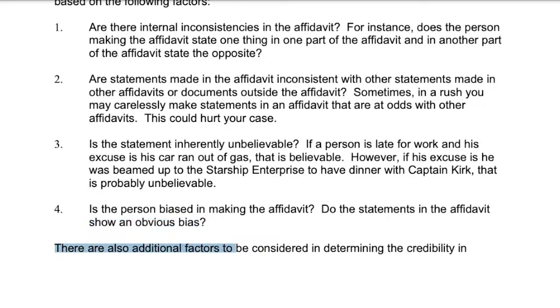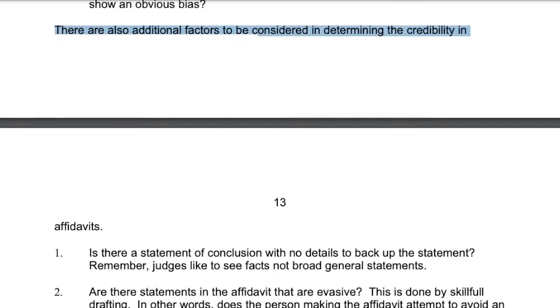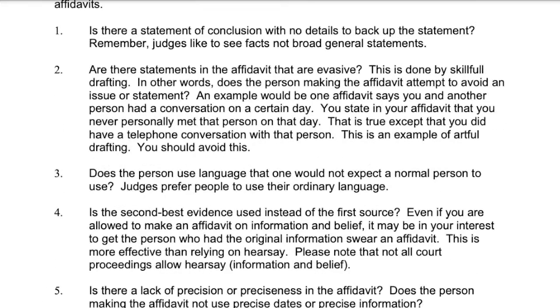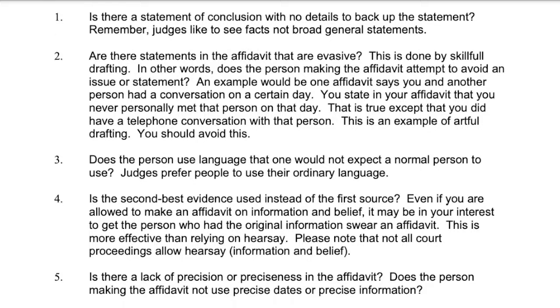There are also additional factors to be considered in determining the credibility in affidavits. So let's look at some of these. 1. Is there a statement of conclusion with no details to back up the statement? Remember, judges like to see facts, not broad general statements.